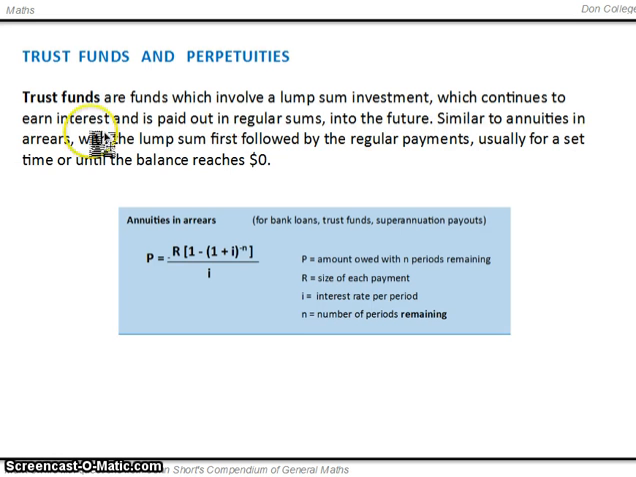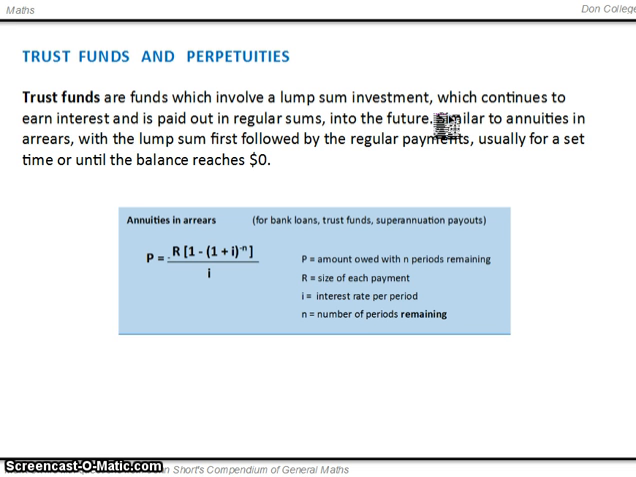Okay, so we'll start with the definition. Trust funds: funds which involve a lump sum investment which continues to earn interest and pays out regular sums into the future. So examples of that might be where sometimes you hear about parents setting up trust funds for their children. So they'll put a certain amount of money into the bank, usually into some sort of high interest account that gains interest. And then over time, that child is able to draw money out regularly like a salary.